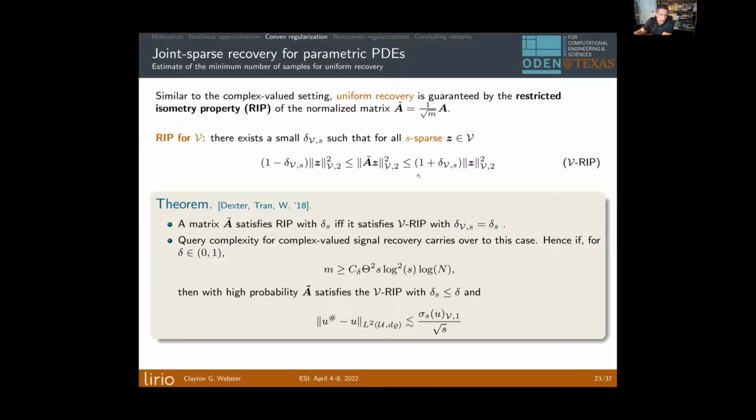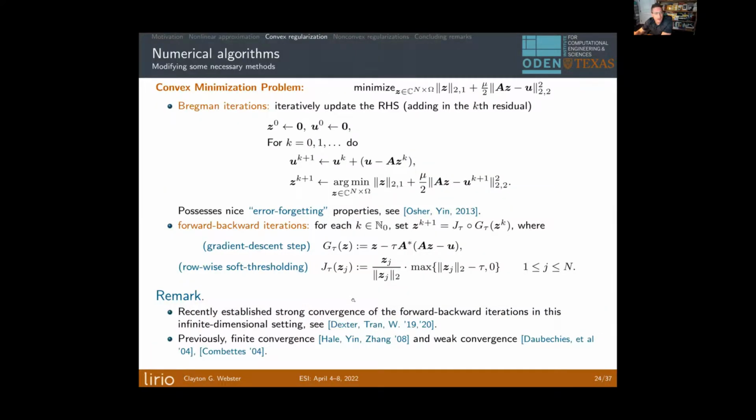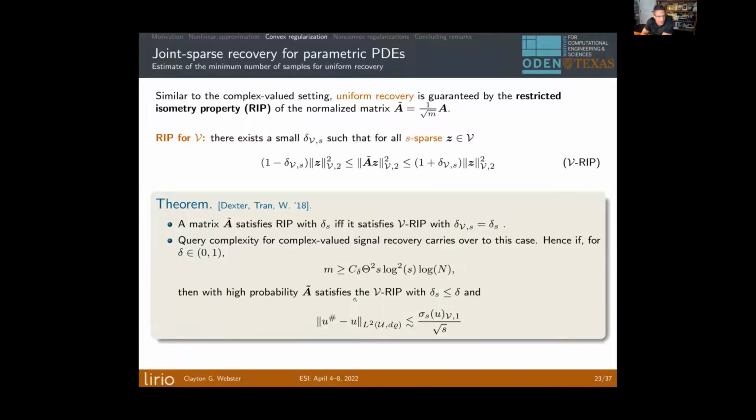And then if I want to reconstruct the function, or approximate this function by u-sharp in L2, I get the following bound. I get a square root of S, essentially because I'm doing the estimate in L2. Okay.